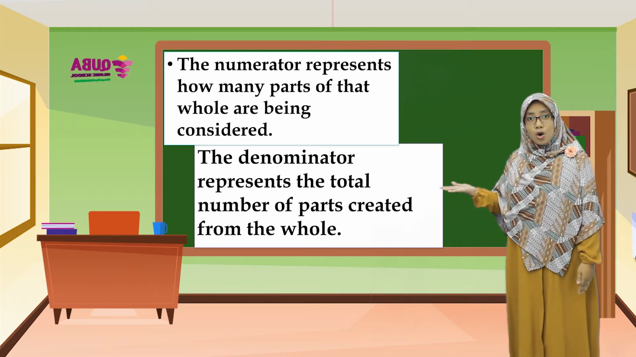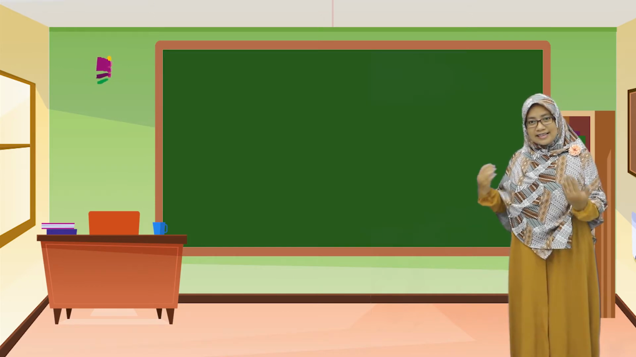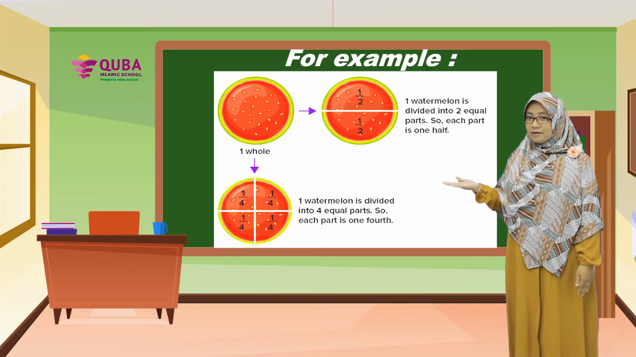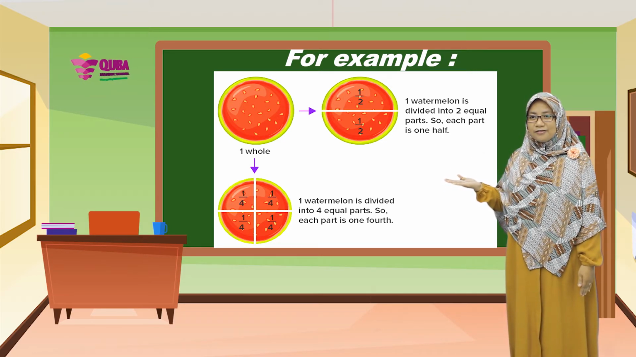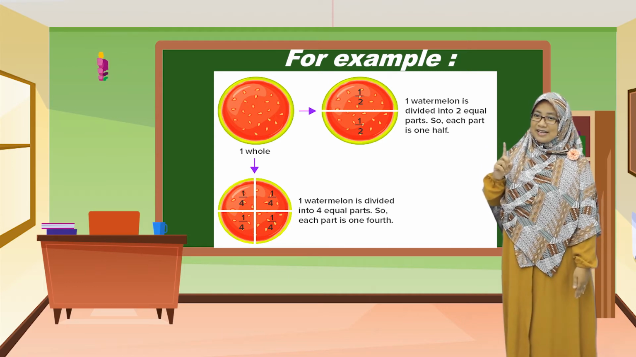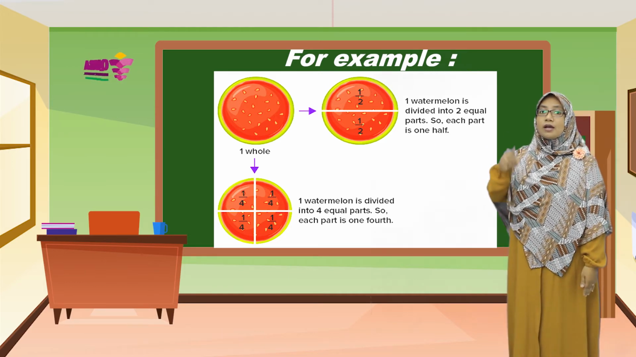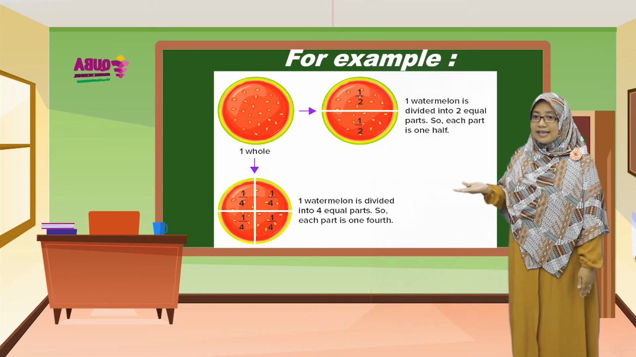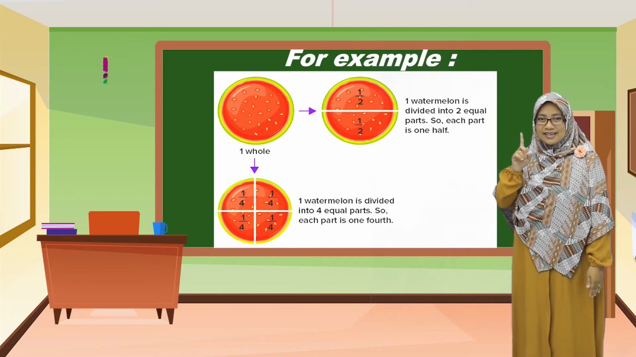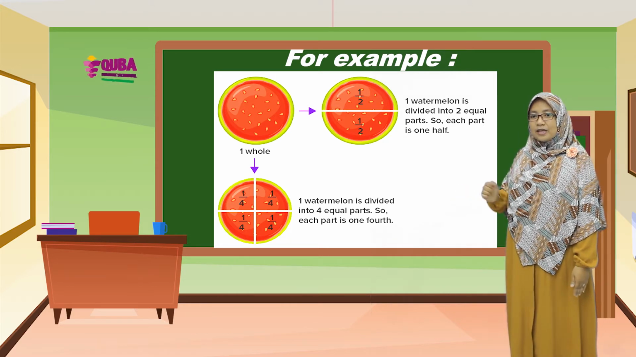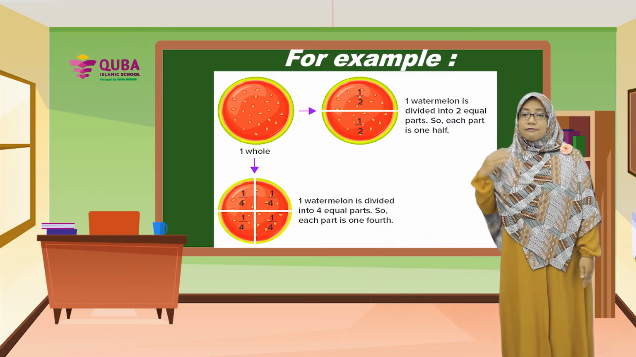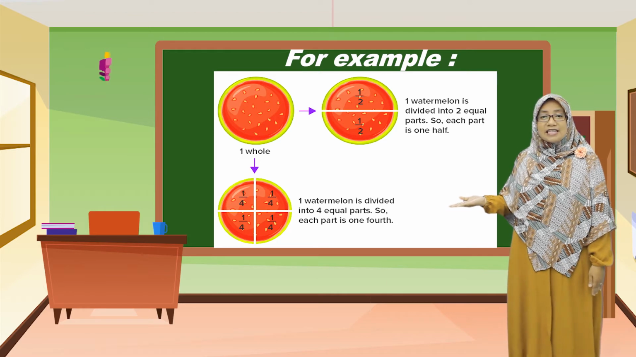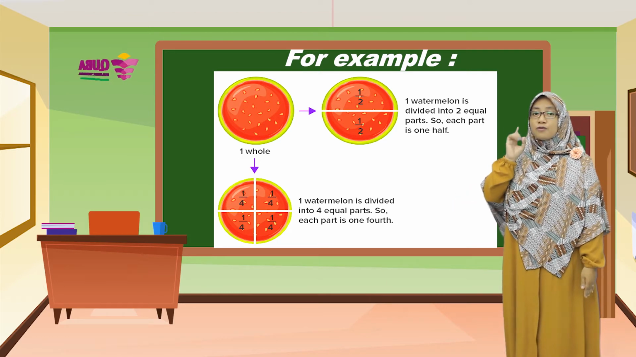created from the whole. For example, look at the picture. One watermelon to be a half. One watermelon is divided into two equal parts, so each part is one half. Look at the next picture. One watermelon is divided into four equal parts, so each part is 1/4.